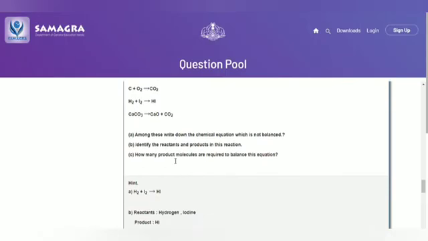Then CaCO3 gives CaO plus CO2. Among these, write down the chemical equation which is not balanced. The chemical equation which is not balanced is H2 plus I2 gives HI. That is wrong.